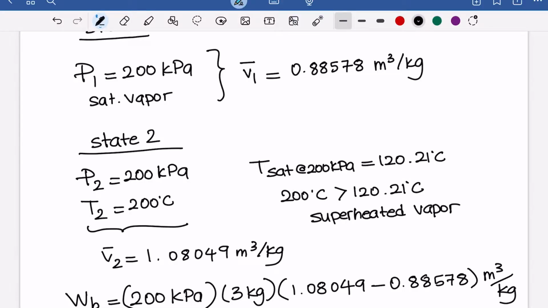If you do this correctly, it should give you the boundary work to be 117 kilojoule.